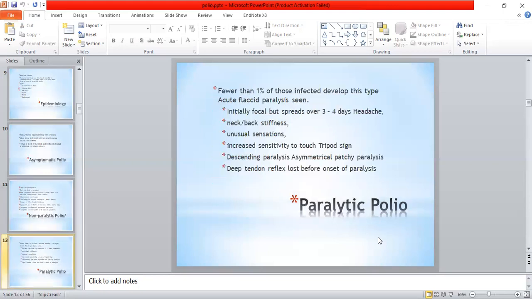Now, paralytic polio. Fewer than 1% of those infected develop this type of polio, and acute flaccid paralysis is seen. Initially focal, it spreads over 3 to 4 days, with headache, neck and back stiffness, unusual sensation, increased sensitivity to touch, the tripod sign, and descending, asymmetrical, patchy paralysis. Deep tendon reflexes are lost before the onset of paralysis.